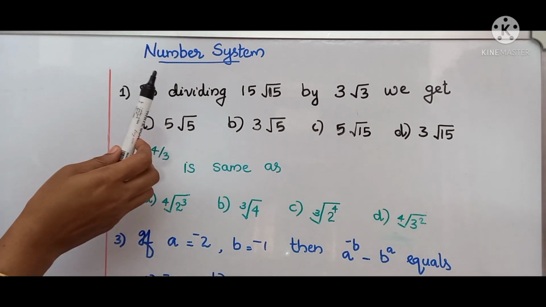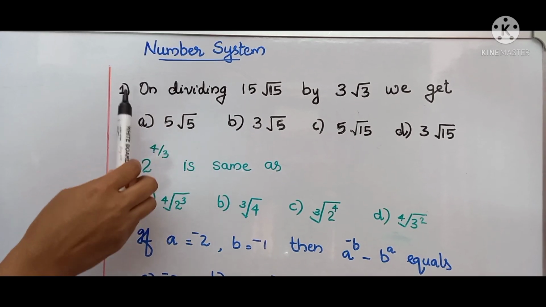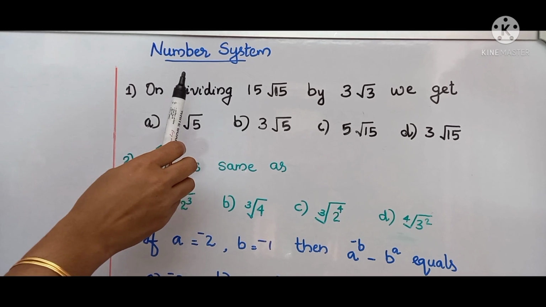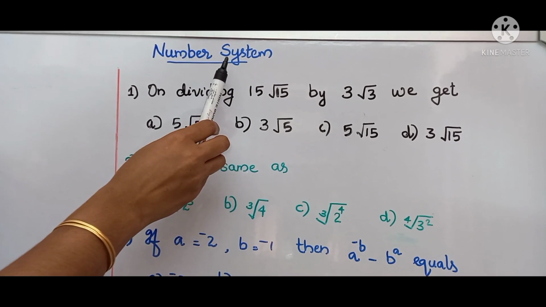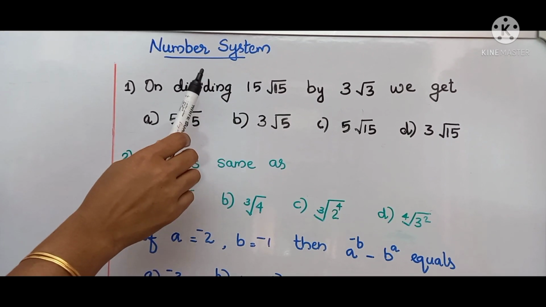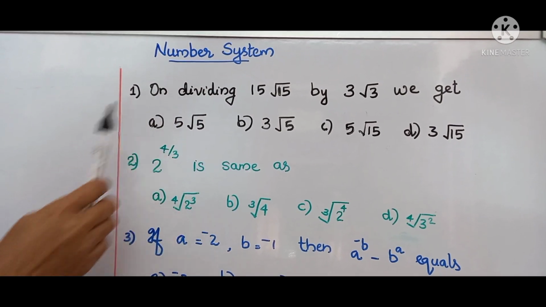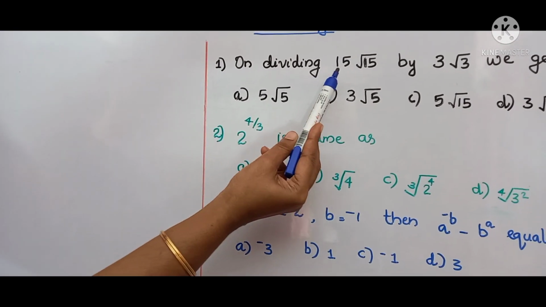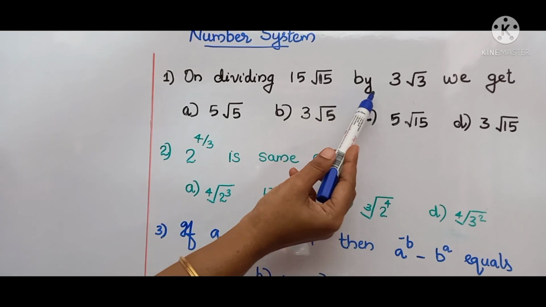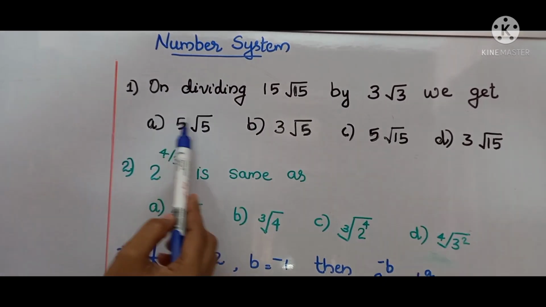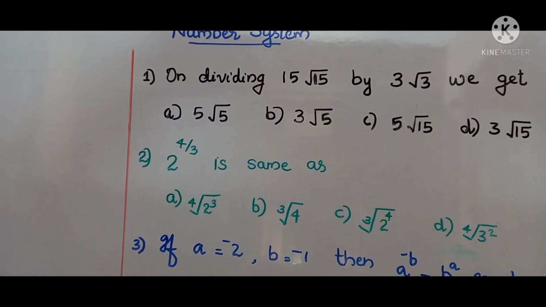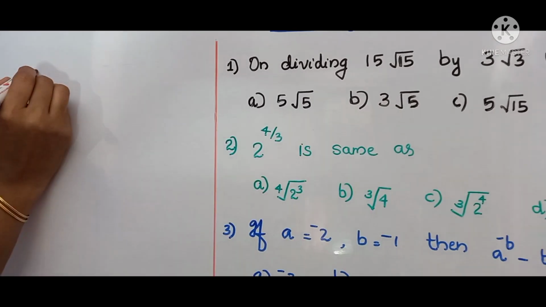Welcome children. In this video we will discuss all possible MCQs from number system and you can score 8 on 8 from this chapter. First question: on dividing 15 root 15 by 3 root 3 we get. Options are given and we have to find the answer. We just have to solve it.